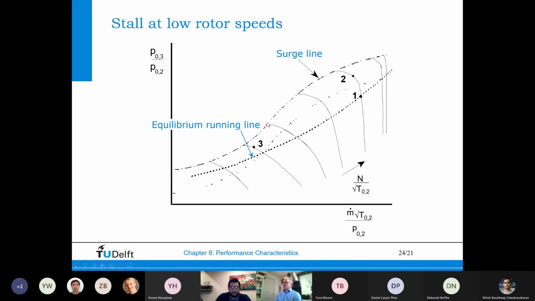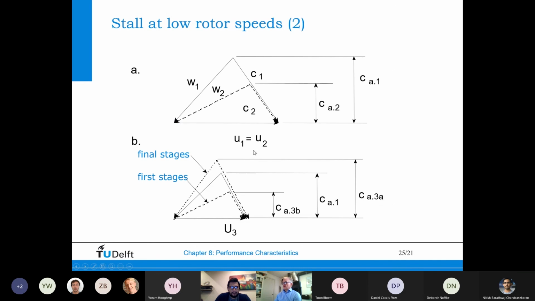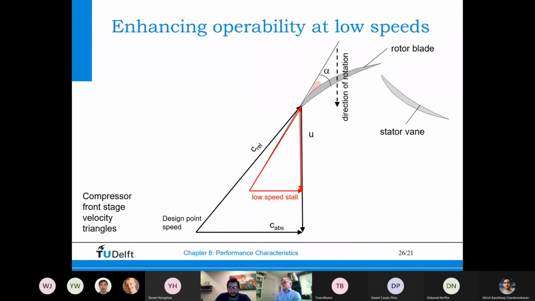So this is 0.3, which is low speed, and then here you can see that 3 in the final stages, it will, I don't see 3 here, do I? Yeah, in the final stages it will be very high, but in the first stage it will be very low. And then here you see what happens.